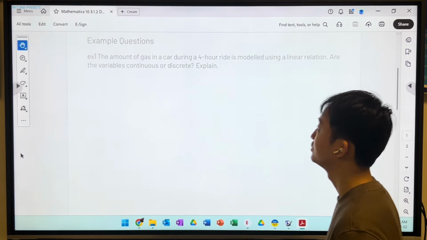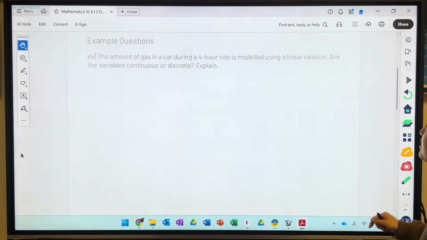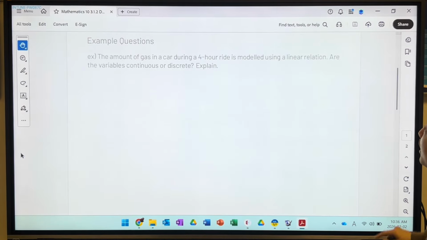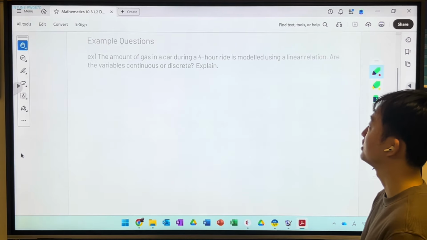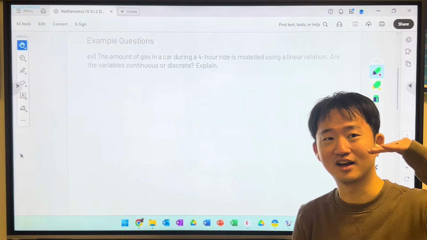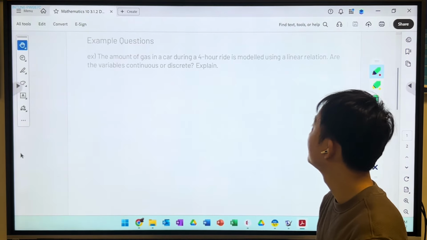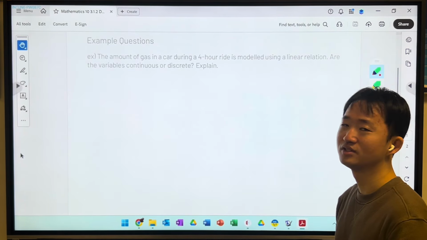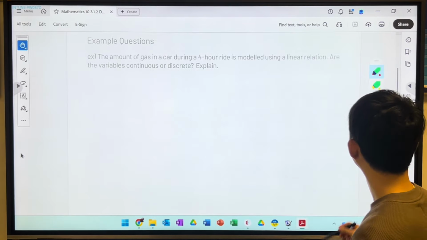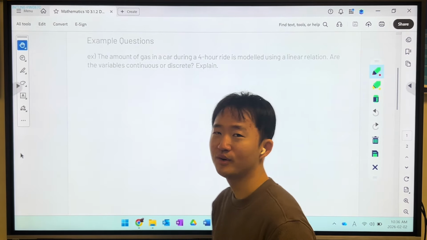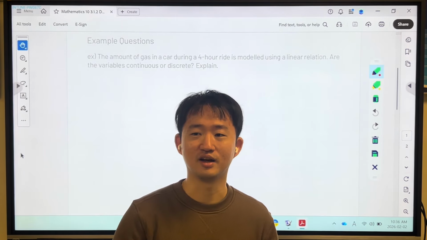Let's try the first example question. The amount of gas in a car during a 4-hour ride is modeled using a linear relation. So you can imagine that the gas tank is going down over time. Are the variables continuous or discrete? Explain. Well, first let's talk about the idea of continuous and discrete data.